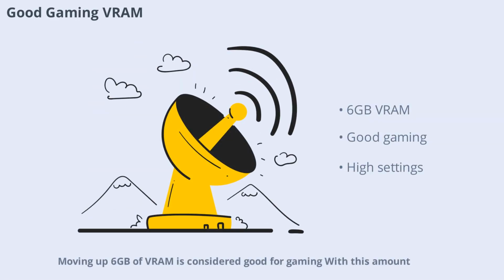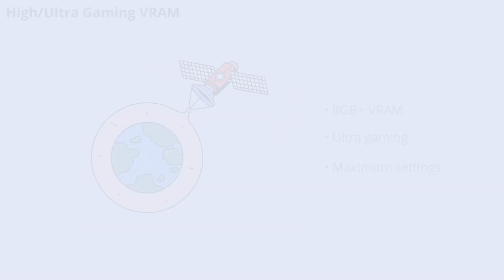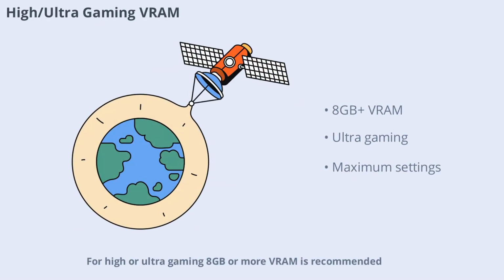Moving up, 6 GB of VRAM is considered good for gaming. With this amount, you can enjoy higher settings and more detailed textures. Games will look better and you'll experience fewer performance issues. 6 GB is ideal for gamers who want a balance between quality and smooth gameplay, especially for modern titles that demand more graphics memory. It's a solid choice for those looking to upgrade their gaming experience without going all in on the highest specs. For high or ultra gaming, 8 GB or more VRAM is recommended.